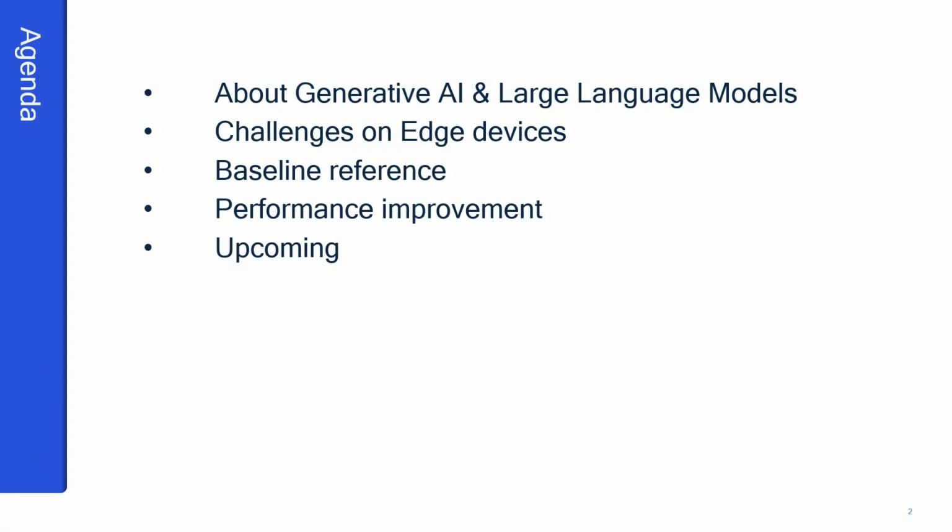On the agenda today, I have a little intro on what is generative AI and large language models, and various typical challenges that edge devices will have while enabling these kinds of models. Then I'll be talking about some baseline reference that we have taken for enabling these models on Adreno GPUs, followed by some performance improvements we have made. And finally, I'll give you some details on what we are working on in the near future with respect to enabling more LLM architectures. And also, I'll give you some details of how someone can try out our enhancements by using the open source contributions we made into the communities.